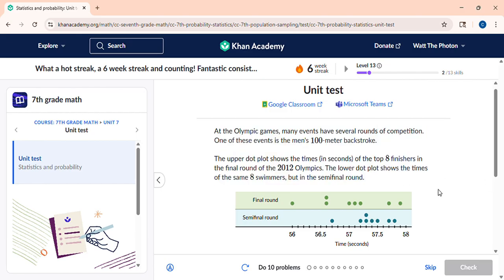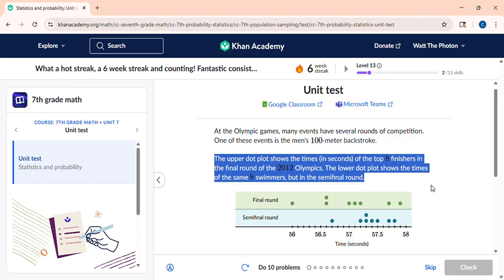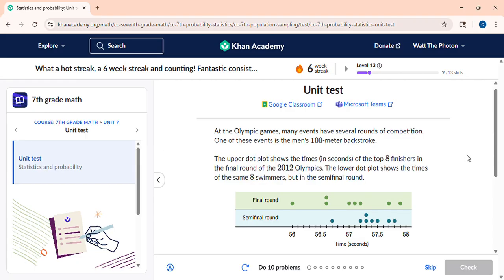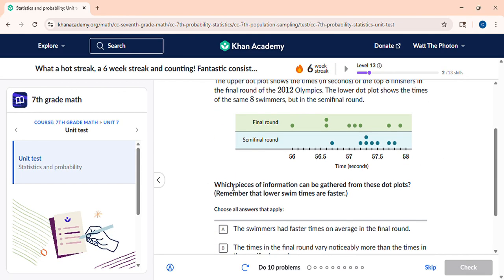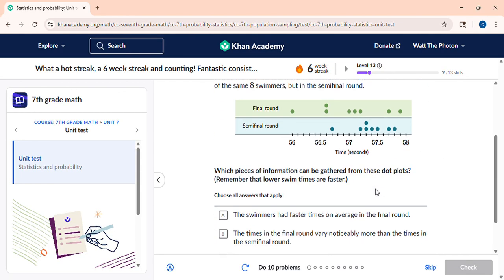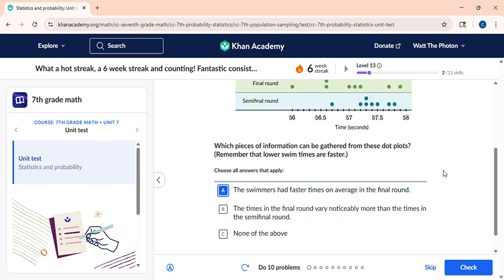At the Olympic Games, many events have several rounds of competition. One of these events is the men's 100-meter backstroke. The upper dot plot shows the times of the top 8 finishers in the final round of the 2012 Olympics. The lower plot shows the times of the same 8 swimmers in the semifinal round. What can be gathered from these data? Look at the averages.